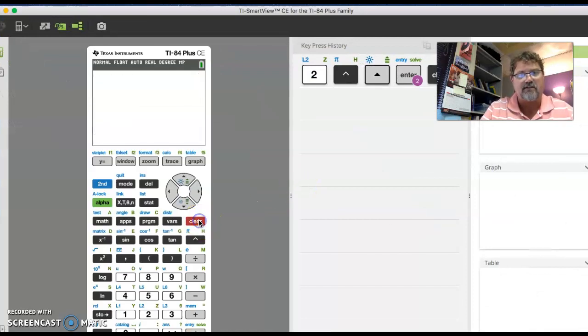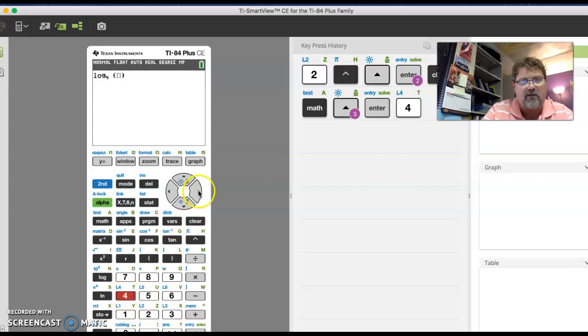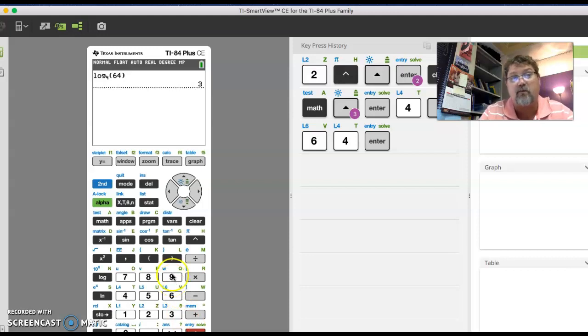And how do you do this? Well, in your calculator, if you go to your math menu and scroll all the way down, there's something called log base. And they're asking me for log base 4 of 64. I said it was 4. Actually, I think it's 3. Yeah, log base 4 of 64 is 3 because 4 to the third is 64. So that's the answer they want.